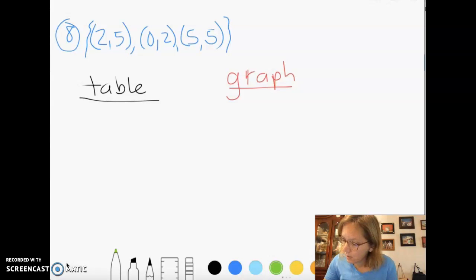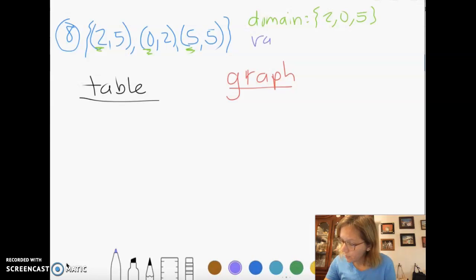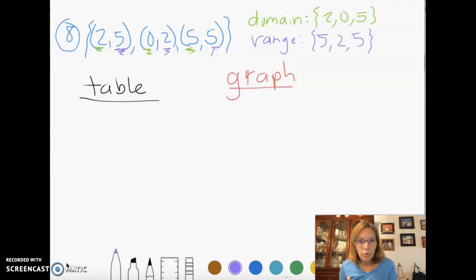So maybe I can squeeze that in up here, domain. And I'm just going to do it right now while we're writing it. So domain is all my x values, 2, 0, and 5. And then my range is all my y values. 5, 2, 5. Okay, so that we just fulfilled 2 parts of the directions, list the domain and list the range. And now we're going to go back and we're going to make a table and a graph.